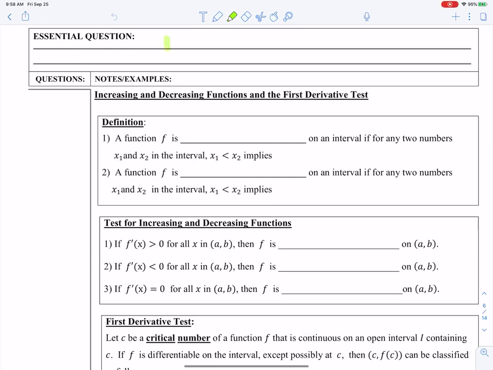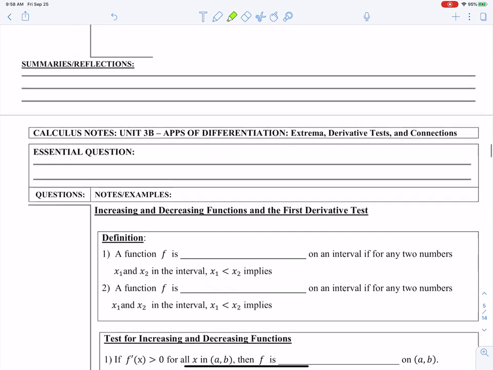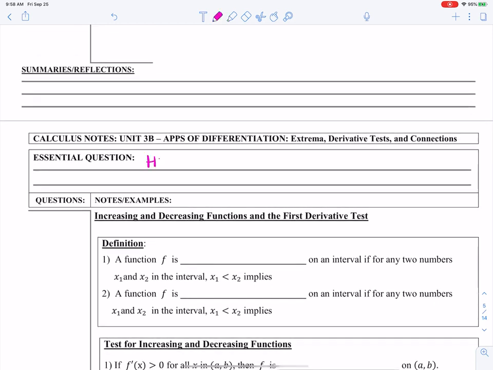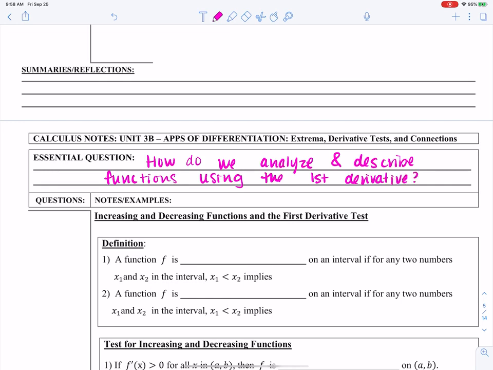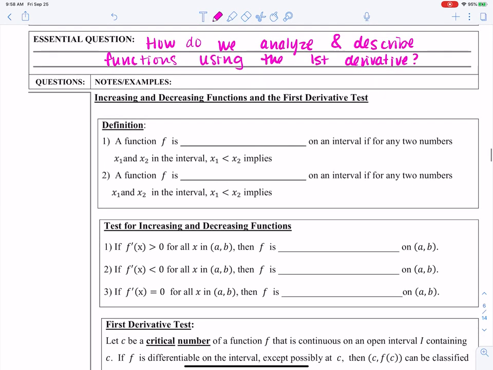So we're going to explore the essential question of how do we analyze and describe functions using the first derivative. Last class we talked about the candidates test and extrema. We're going to dive into some more things that the first derivative tells us.